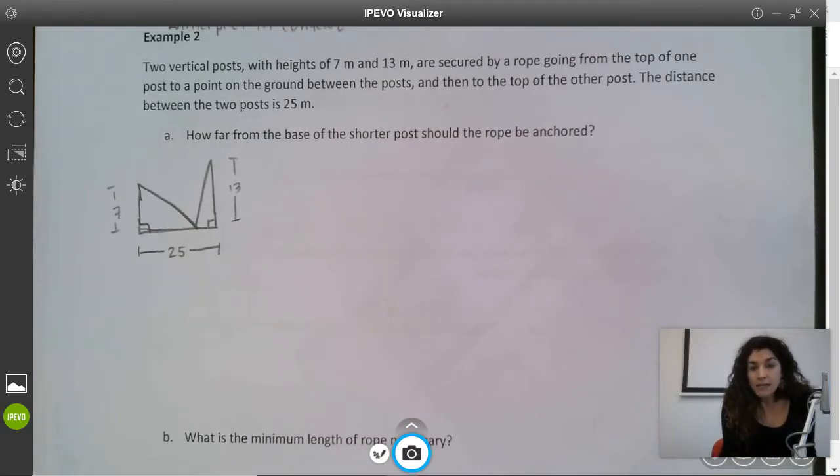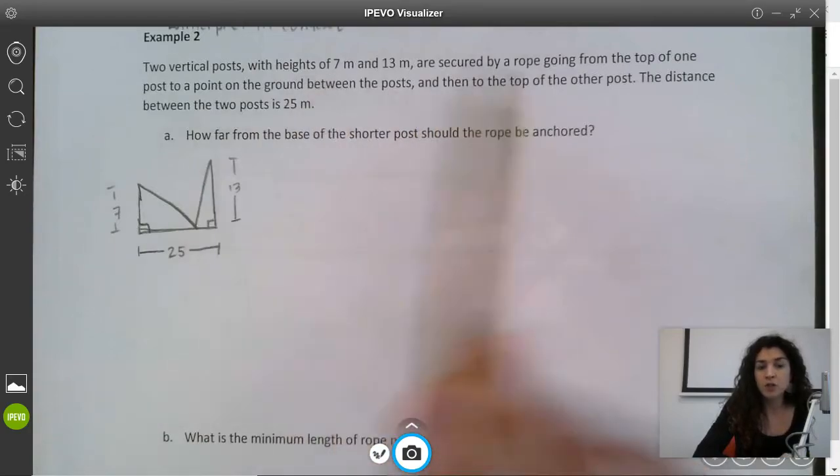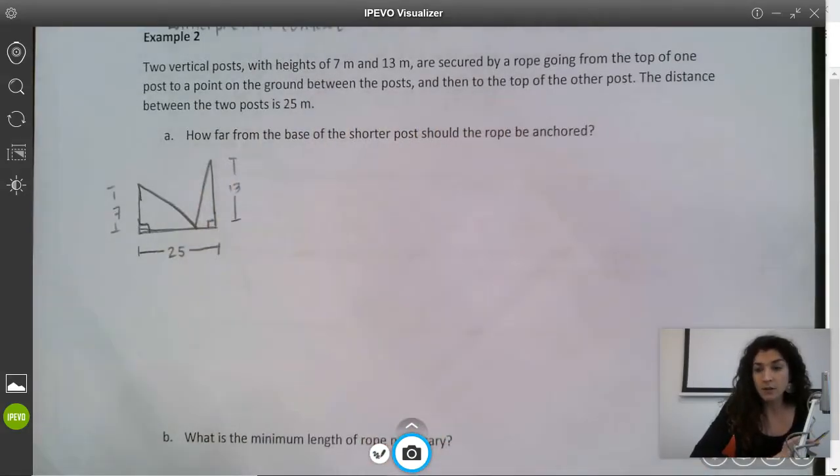Now I've represented every single thing that was given to me in this problem visually. I have the 7, the 13, and the 25 represented. I've pinned down those numbers and said, where do those numbers go on the diagram? I've represented 2 vertical posts secured by rope, and I've represented all of them visually.